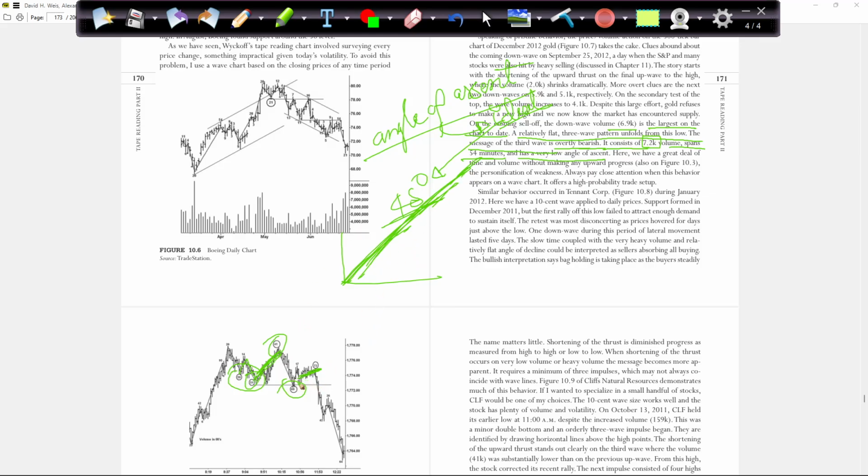When we see an angle of ascent of less than 45 degrees and the minutes are more, then it has a very low angle of ascent. We see that here we have a great deal of time and volume without making any upward progress. Also on figure 10.3, which we looked at earlier, the personification of weakness. Always pay close attention when this behavior appears on a wave chart. It offers a high probability trade setup.